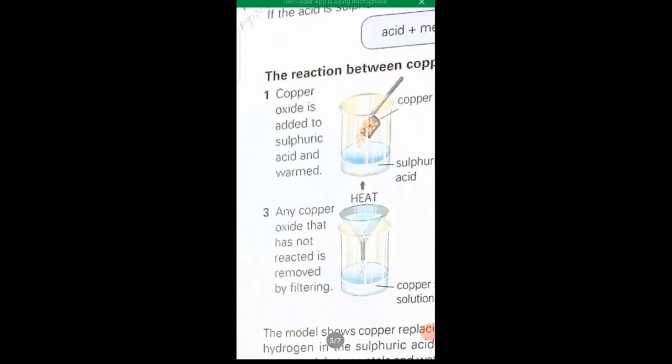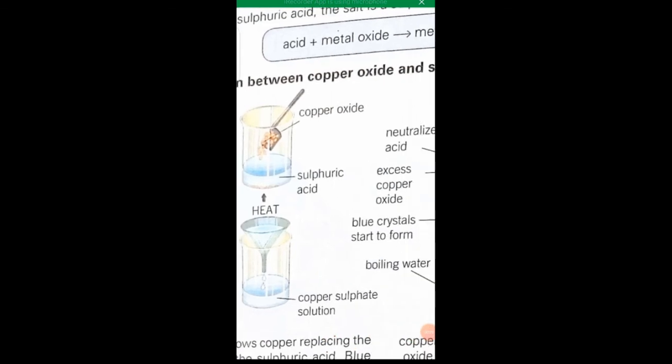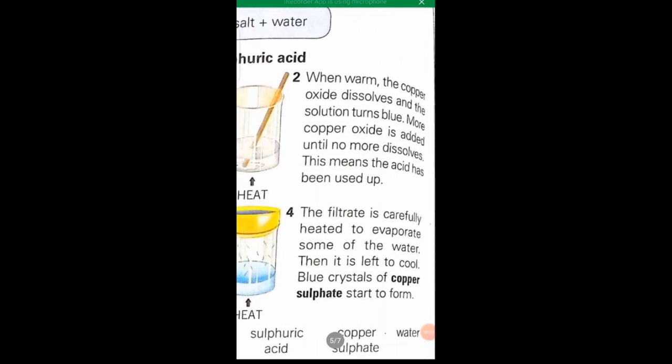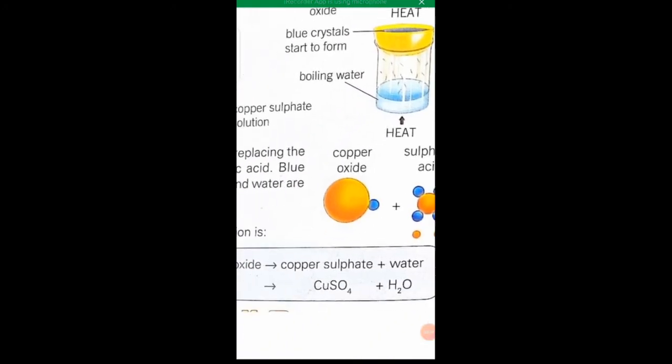What happens afterwards? Any copper oxide that has not reacted is removed by simple filtration. After filtration, the filtrate is carefully heated to evaporate some of the water. Then it is left to cool. Blue crystals of copper sulfate start to form.